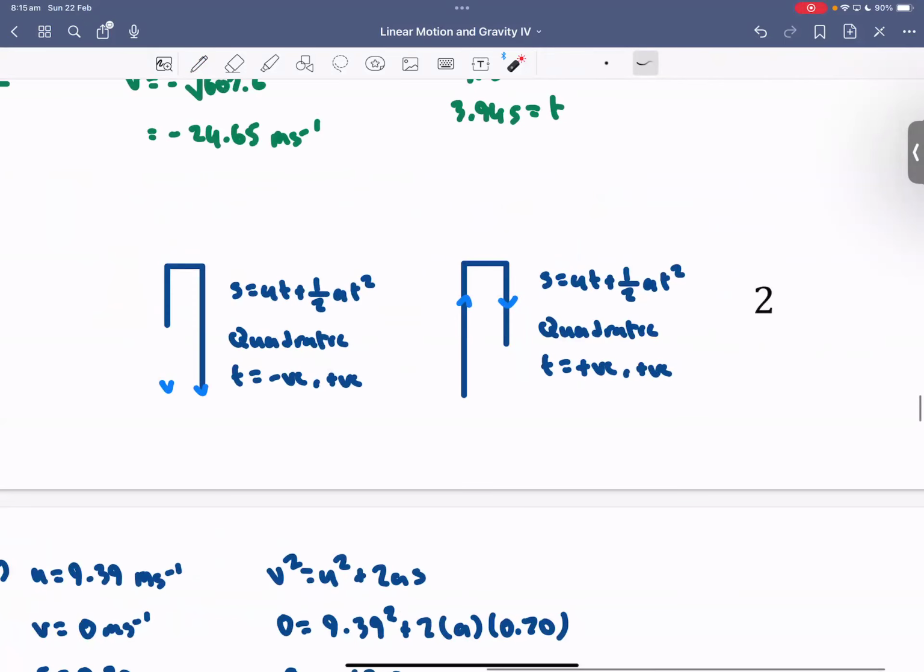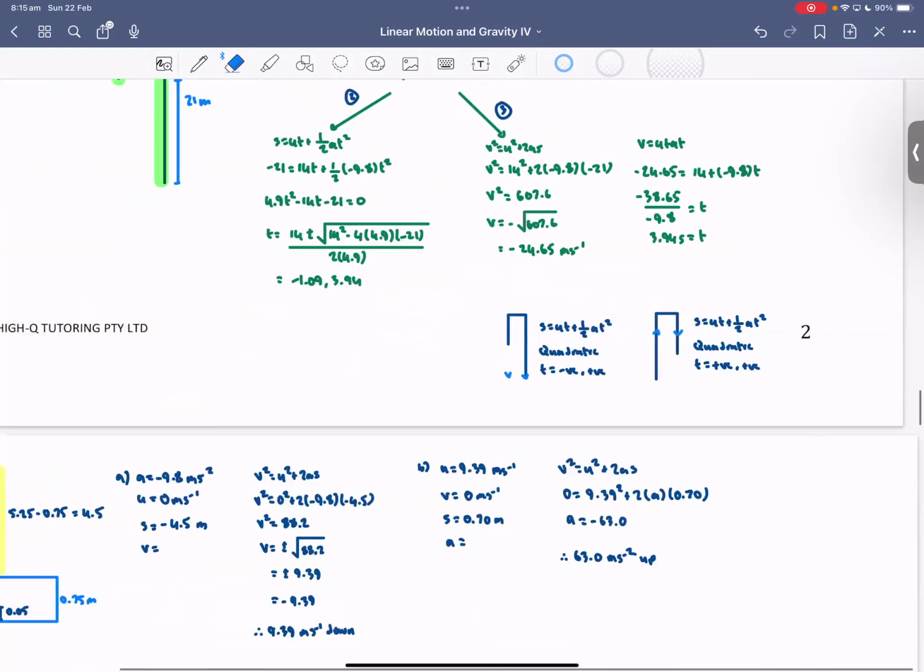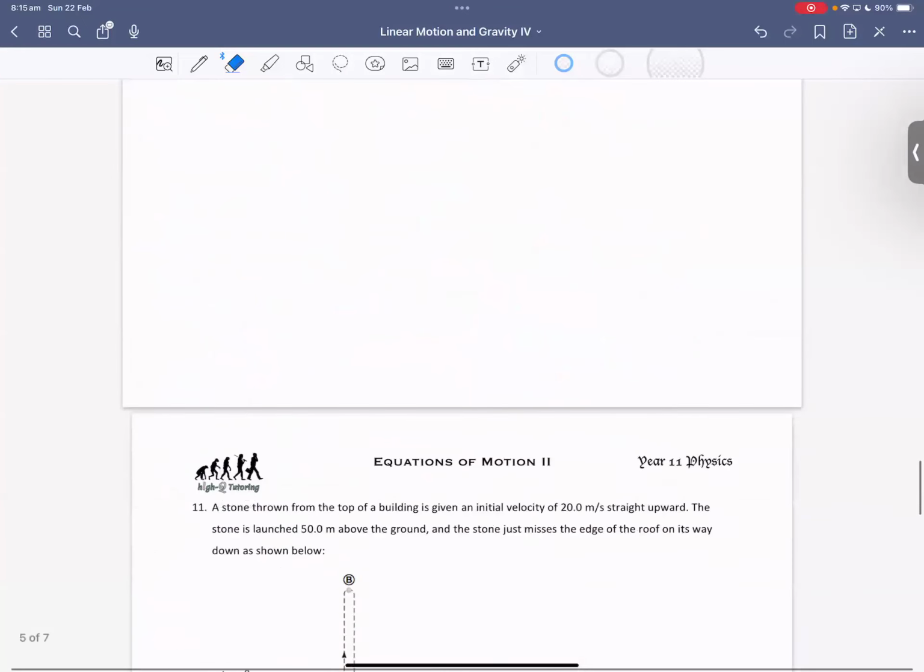Alrighty, so that's my notes. And if I just confused you, pretend nothing just happened. If I just confused you with all of that, pretend nothing happened and just don't do S equals UT plus half AT squared. Just use my instructions from before. Excellent. Next question. Alrighty.